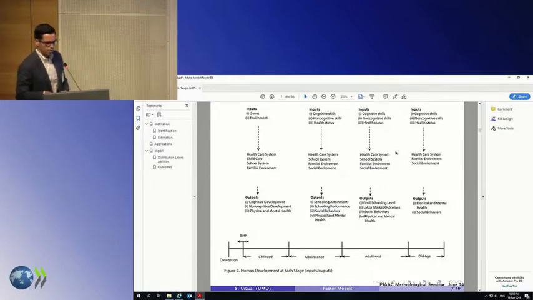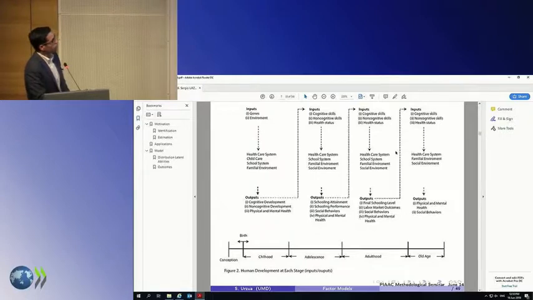Again, this is the economic perspective on this issue. Inputs might include your endowments, could be your genes, your early environment. Then you interact with the healthcare system, childcare system, school system, and your family, of course, is important. At the end of that period, you're going to have some outputs: cognitive development, non-cognitive development, physical and mental health, for example. That happens at every single stage, and of course they are connected. The outputs of one stage are going to be the inputs of the next stage.